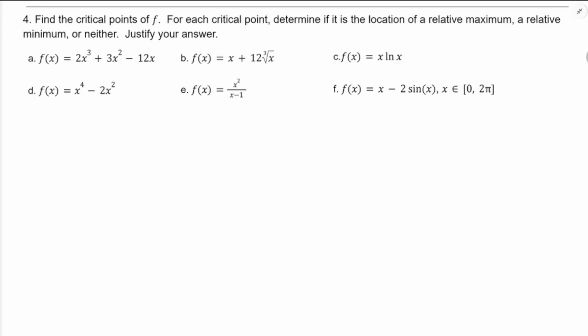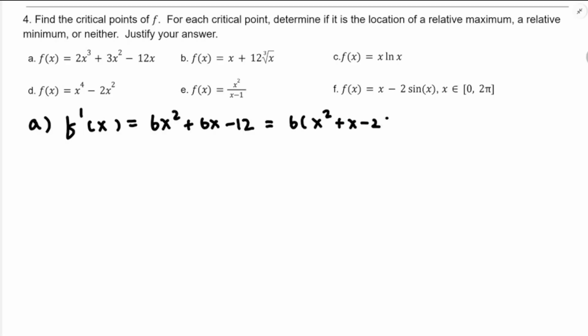We're going to start with finding critical points, so that's going to start with taking a derivative. We need to keep sharpening those derivative taking skills. So that's going to be 6x squared, 6x to the 1, and negative 12. We're going to need to factor that. x plus 2 and x minus 1. I've got it factored up.